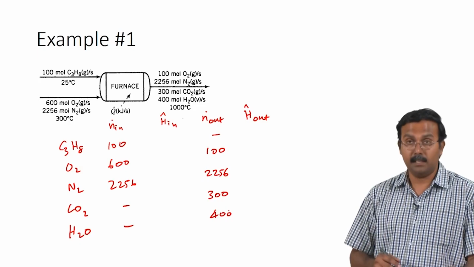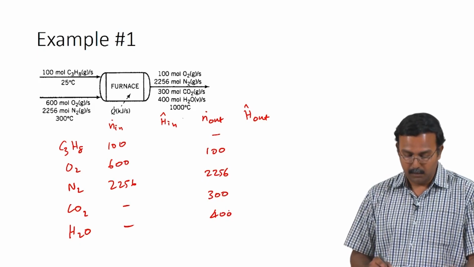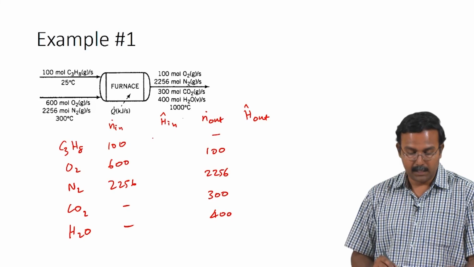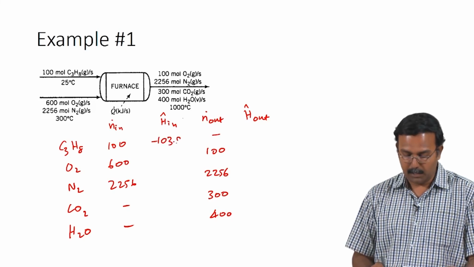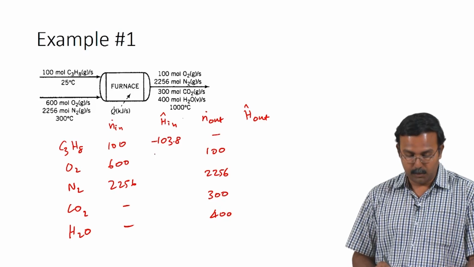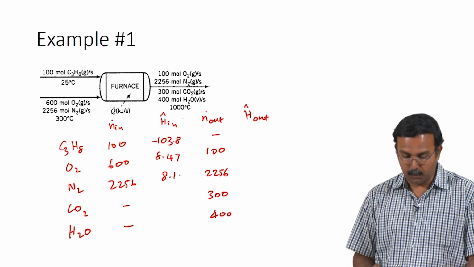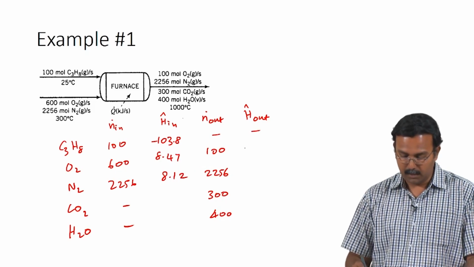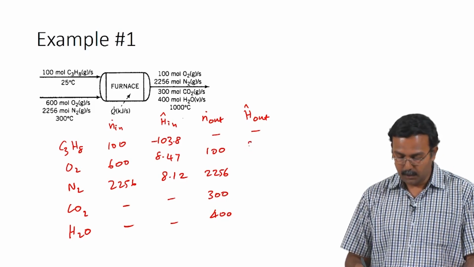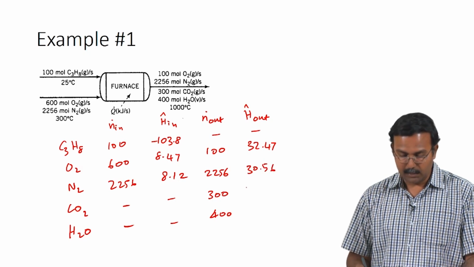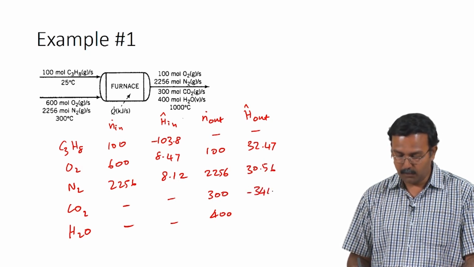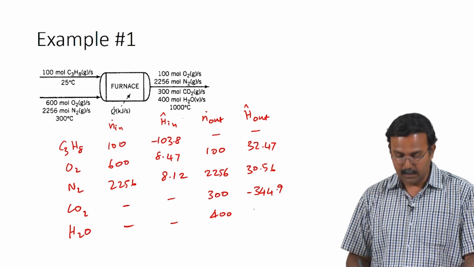If we were to plug in the enthalpy values we calculated, we would have H1 cap as minus 103.8, the H2 cap would be 8.47, this would be 8.12, and you have H4 cap as 32.47 and this as 30.56, and we also calculated these values as minus 344.9 and this would be minus 204.1.